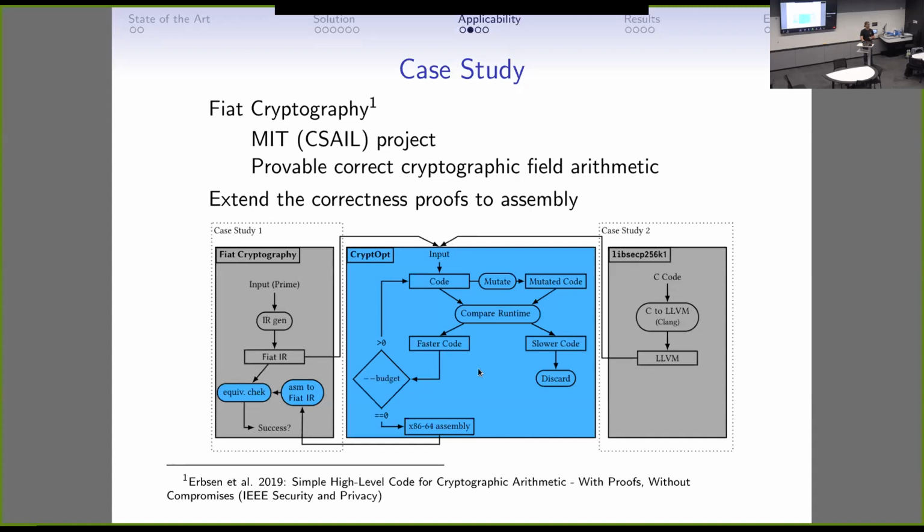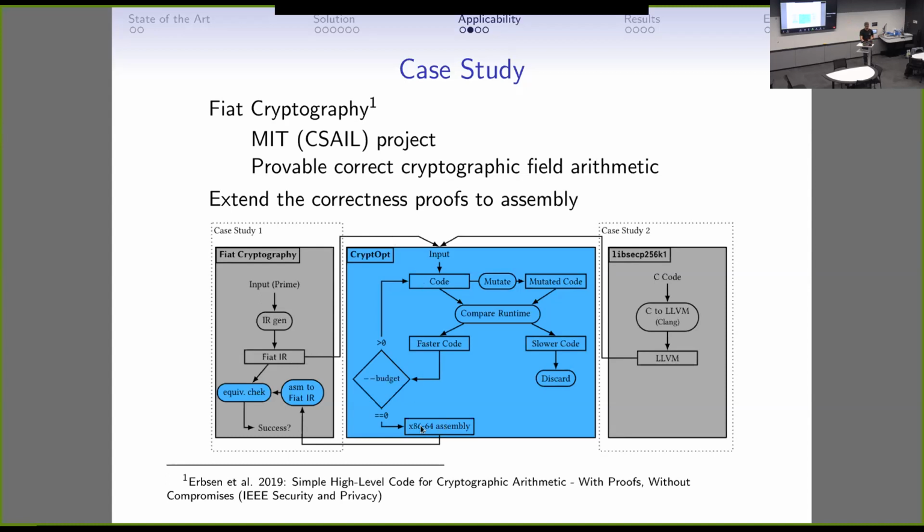We see the blue box. That is the optimizer, as I've shown before. We've actually done 2 case studies, but I'm not going to go into the second case study. So let's look at the left side. We have Fiat Cryptography, and the input is some prime number, so 2 to the 255 minus 19. It generates an internal representation, some intermediate representation. And we feed this intermediate representation into CryptOpt, which does all our optimization.